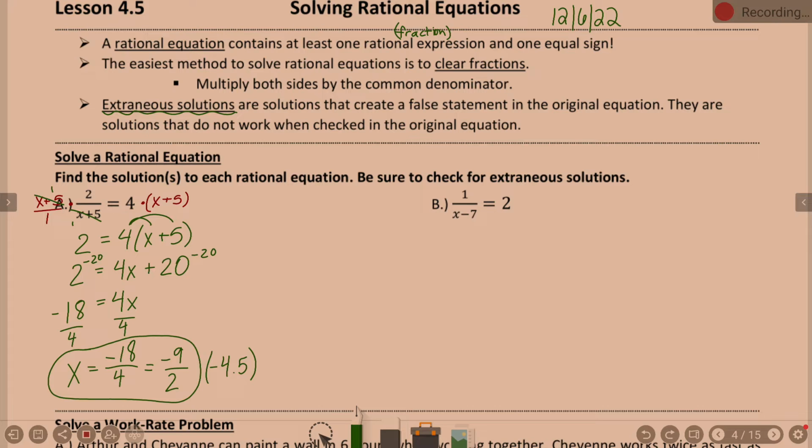Okay. Doable? Only had one fraction, right? Okay, let's practice that again real quick, and then we'll look at our word problems. B, 1 over x minus 7 equals 2. How are we going to get rid of that fraction?